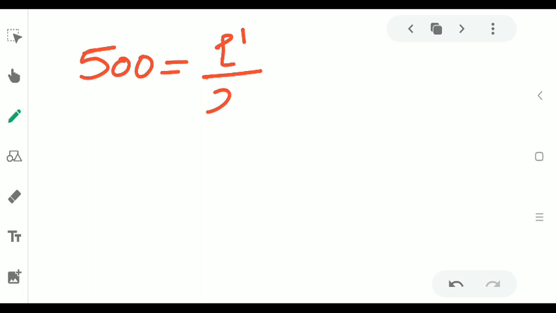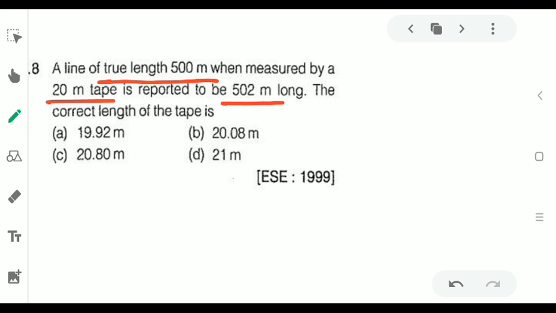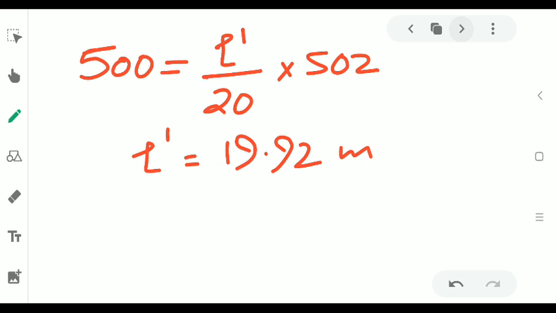So that means the actual length of line, that is 500 meter, is equal to faulty length of tape divided by actual length of tape, that is 20 meter, into the incorrect distance measured, that is 502 meter. So from here L dash again comes out to be 19.92 meter. So the correct option for this question would be option A.